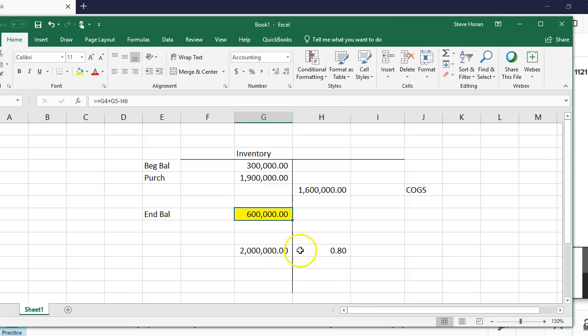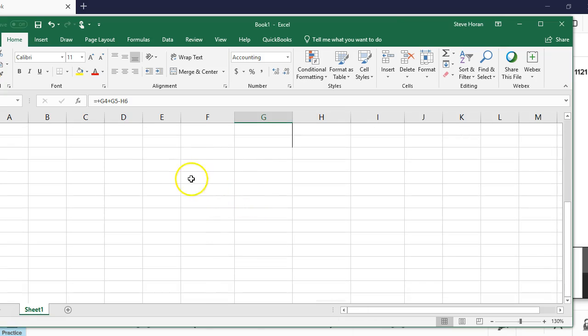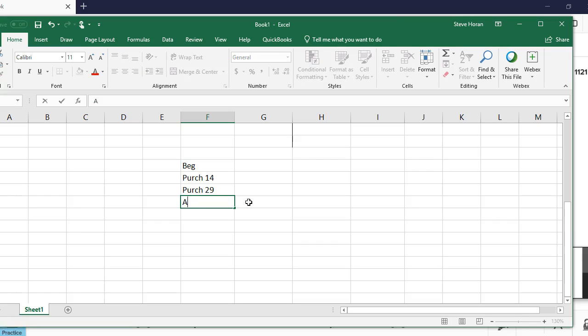And so let's just kind of build a table back in Excel here, and we'll just go with the beginning amount. Let me put that right here. So we've got the beginning, and then we're going to add in the purchases first. We've got the two purchases. I'm just going to say purchase for 14, that's January 14th, and purchase for 29, January 29, and then available is what I'll call this one.